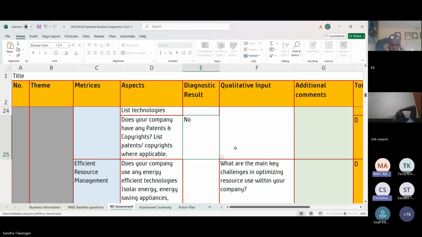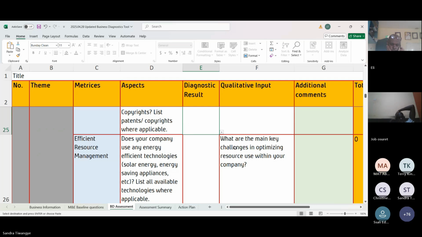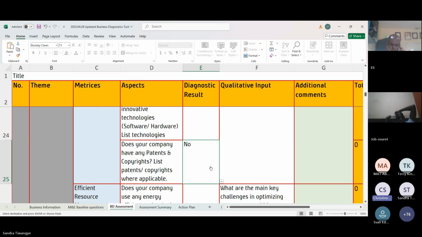Okay, thank you very much for that. Let's move on. If you're able to click yes or no for our dummy, we don't have any of those aspects, so we shall click no.